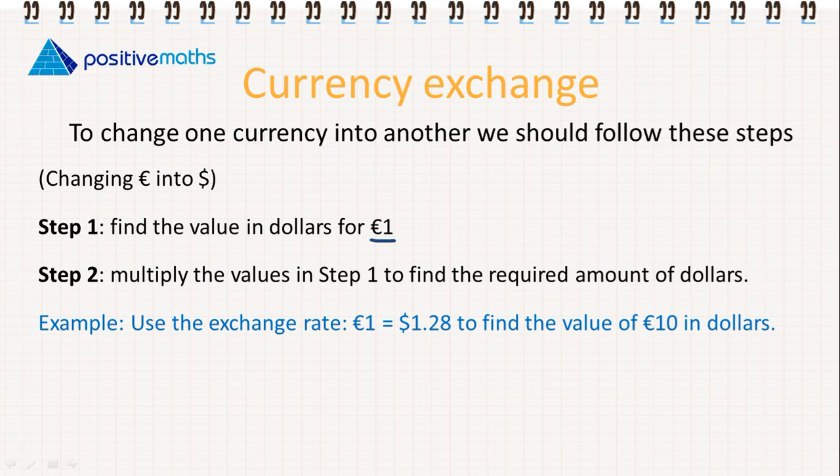So we already have step 1. We have the value of dollars for 1 euro. Now we need to find 10 euro. So this is going to be 1.28 multiplied by 10. So 10 euro is going to be equal to $12.80.